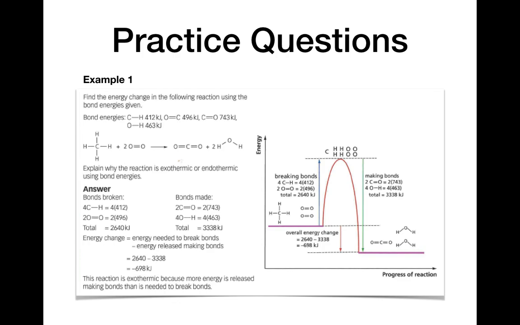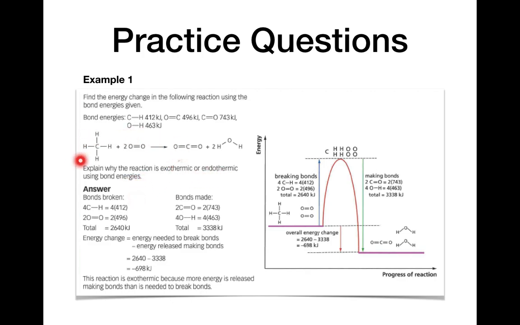Okay, so this is a practice question. Here we're going to do three together, and then you'll have two that are going to be homework. So here's example number 1. The question is, find the energy change in the following reaction using the bond energies given. Here are the bond energies that are given to you. You don't have to figure them out. Here's my reaction. I'm going to explain why the reaction is exothermic or endothermic using bond energies.